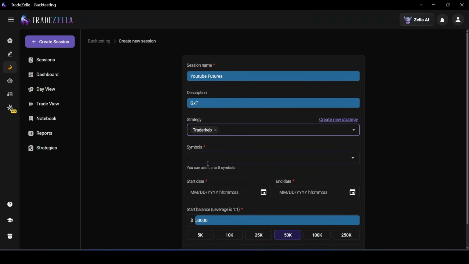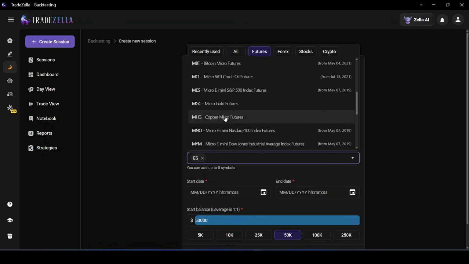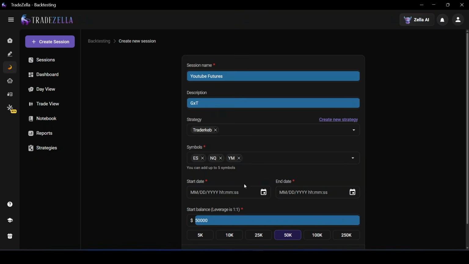And Traderkeb. So we trade in futures, right? So I'm going to look for NQ. I've got the ES already. So we have NQ now and YM. That's the triad we're going to be using. All those are the assets we're going to be trading. So we choose a date.